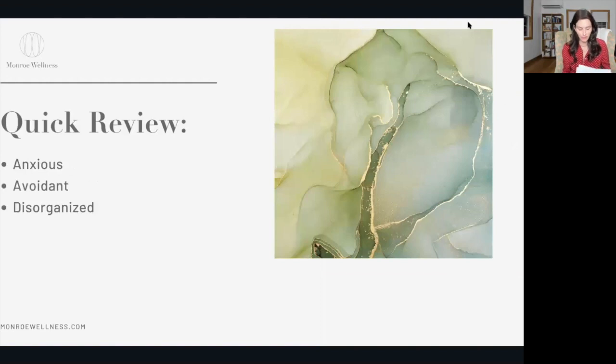So let's do the quick review. I'm not going to spend too much time on this because we talked a lot about it in the last webinar. There are four types of attachment styles. Secure attachment, which if you're secure, you don't need to worry as much. It's not to say you do not have relationship problems, but you don't fear intimacy and you don't fear abandonment. You're pretty steady in your sense of intimacy, which is a good thing.